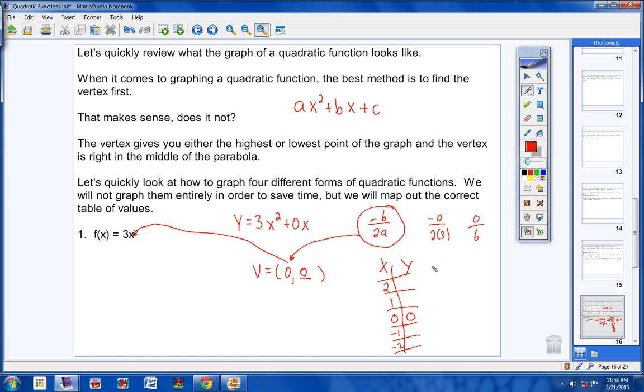Put a 2 in here, you would get a 12. Put a 1 in, you get a 3. Put a negative 1 in, you get a 3. Put a negative 2 in, and you get 12, okay? So if you were to graph that, you'll get a parabola, and you can do that later. I really don't think I need to go over, at this point in the year, especially with pre-cal students, how to substitute a value in and get a value out, okay?